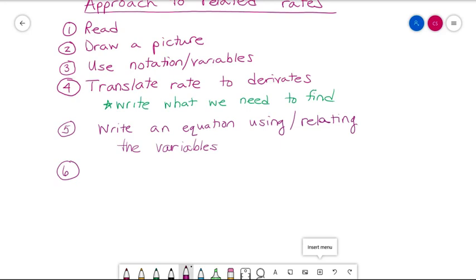So we would have to take the derivative of both sides with respect to t. And we would have to use the chain rule at that point, because all of those variables could be a function of time. So we're going to use the chain rule to find the derivatives.